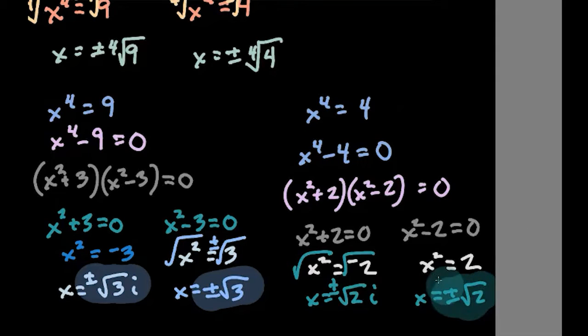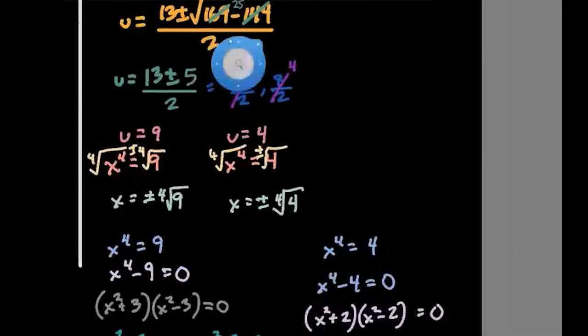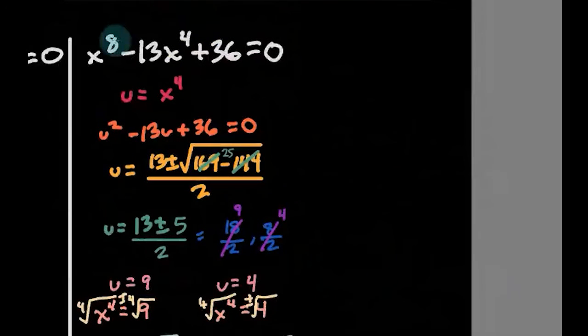And then you end up with the other 4 answers. So if you notice, if we count all these answers up, there's 2 here, 2 here, 2 here, and 2 here. So that ends up being 8, which is how many solutions we're supposed to have based on the power of that polynomial, the degree of the polynomial.